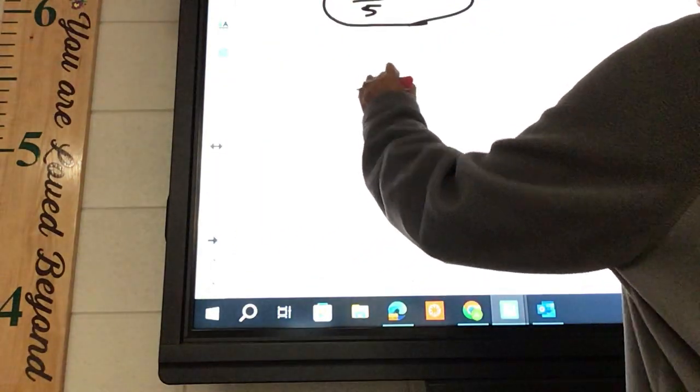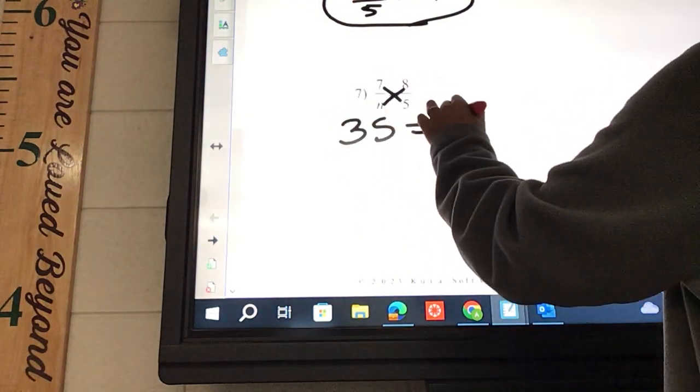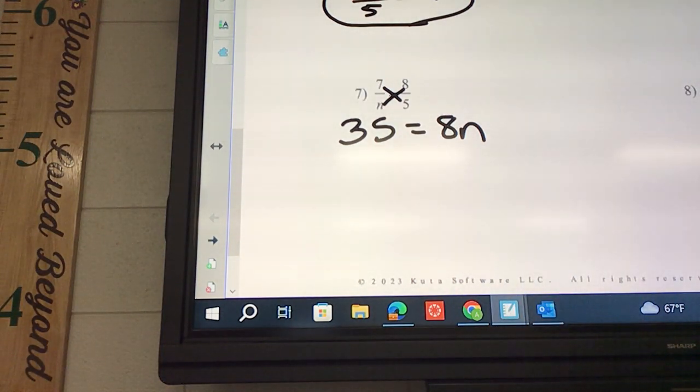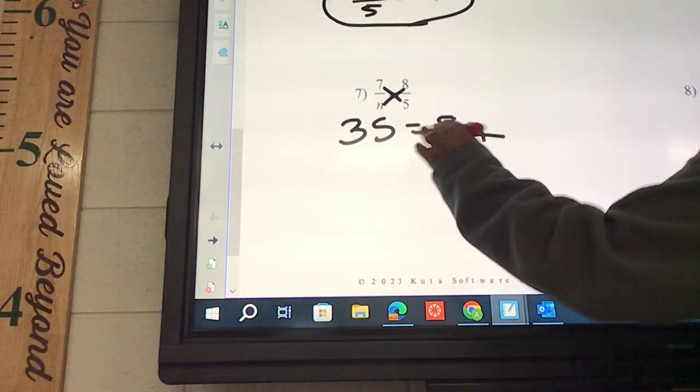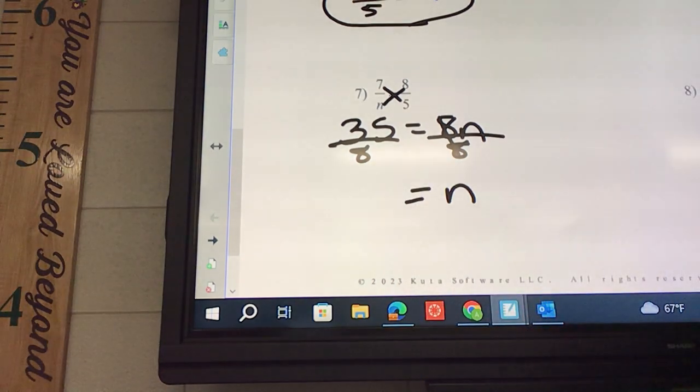Again, 7 times 5 is 35. 8 times n is 8n. Then we're dividing by 8. So we're going to get n equals what? 35 over 8.